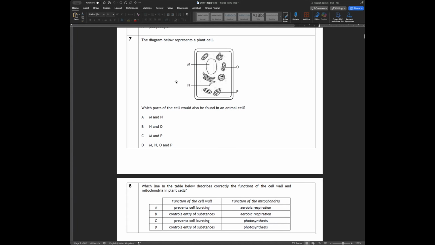The diagram below shows a plant cell. Which part of the cell would also be found in an animal cell? So we look at our 4 cell parts and we decide which one of those is also found in an animal cell. So I'll let you get a chance to answer that, and we'll have a quick run through.